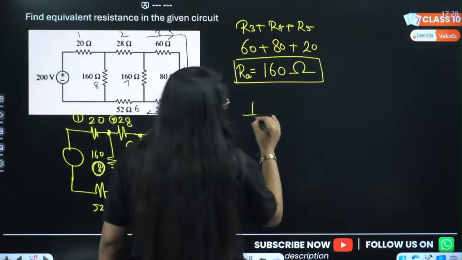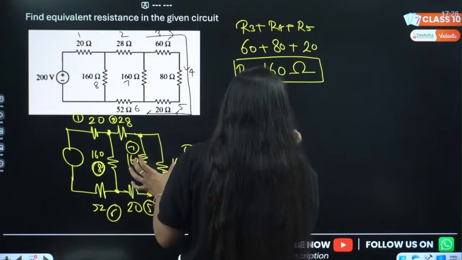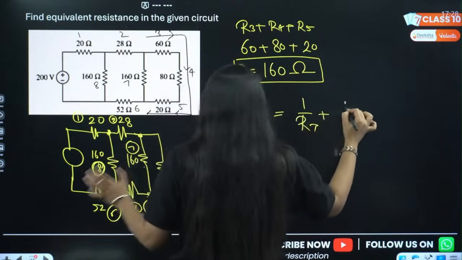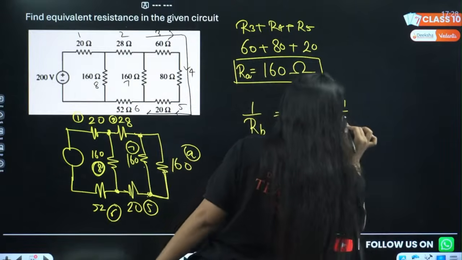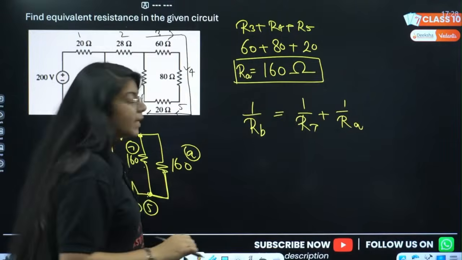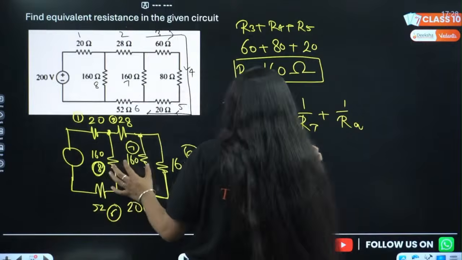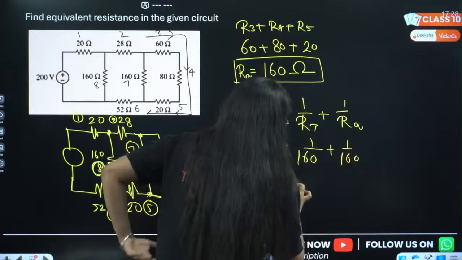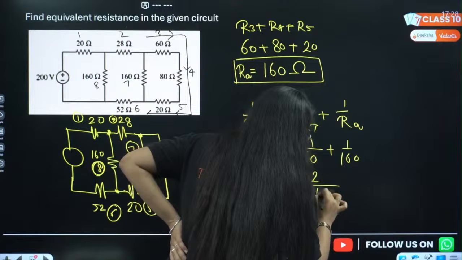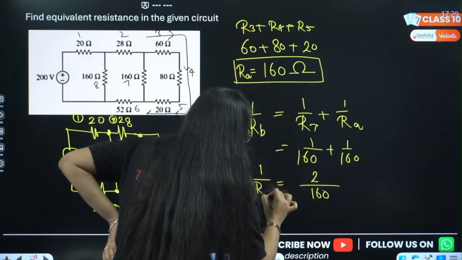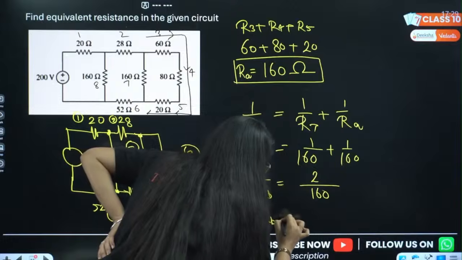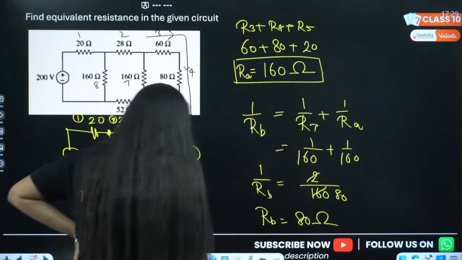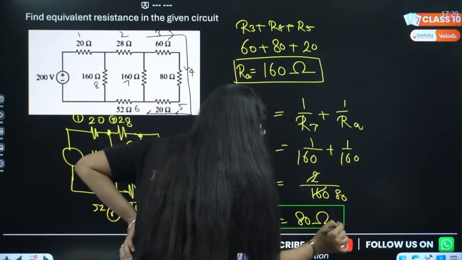I can simply write 1 by R. Now we'll name this as 1 by RB. So this is 1 by R7, right? Plus 1 by RA, right? This is A. So 1 by RA. Okay? So R7 is 160 and RA is also 160. So that will be 2 by 160. This is 1 by RB. So RB will be 80 ohm. ठीक है, RB 80 ohm आ गया.